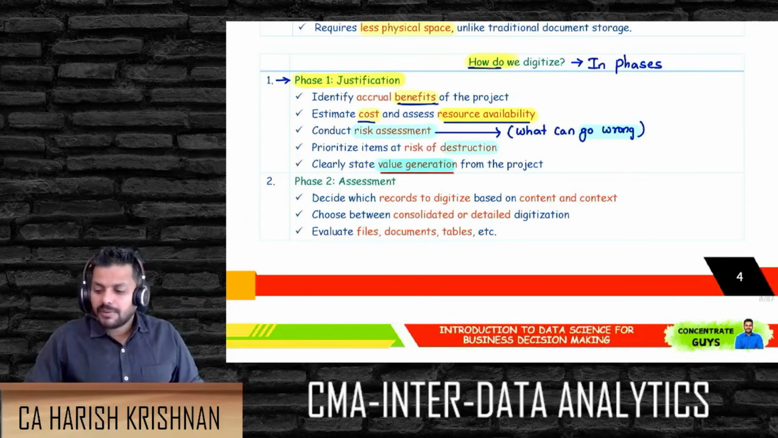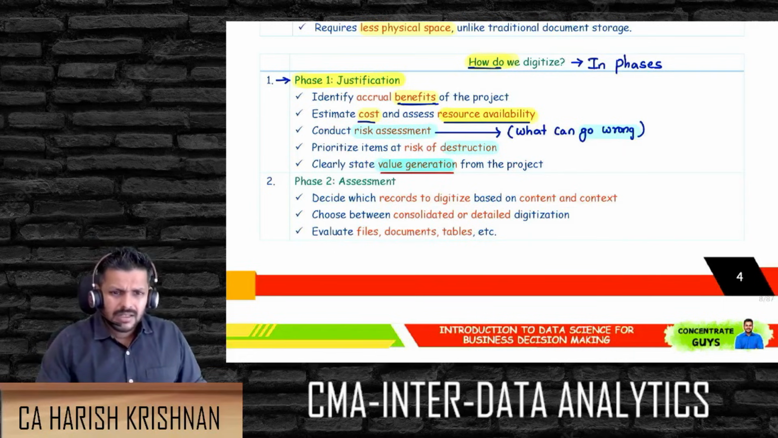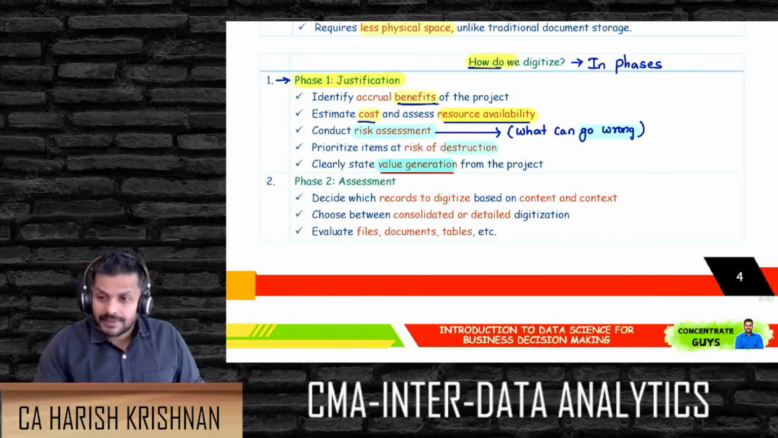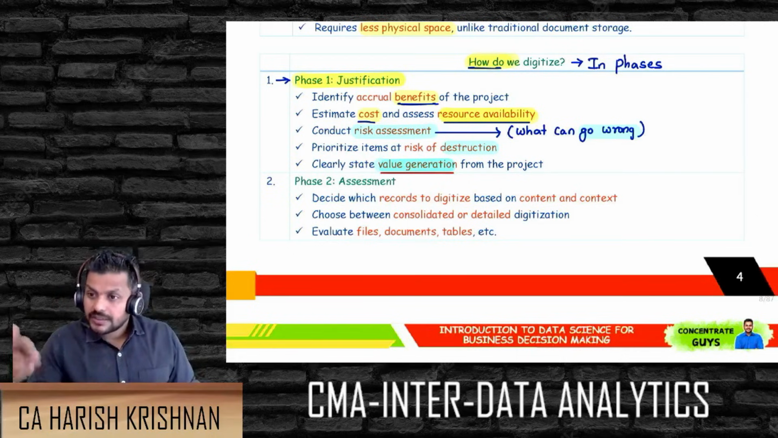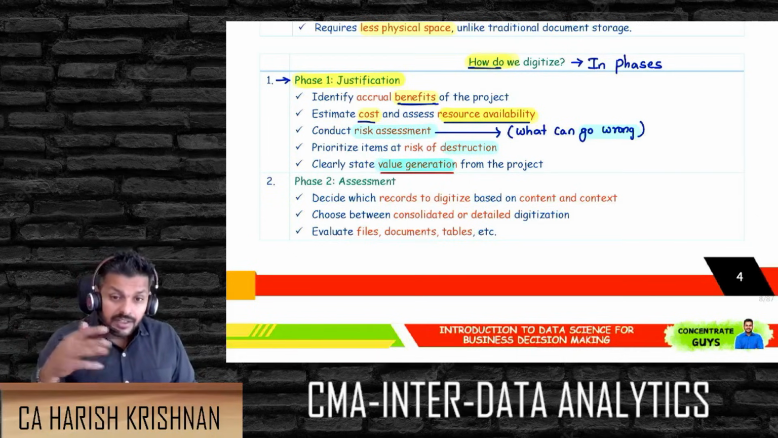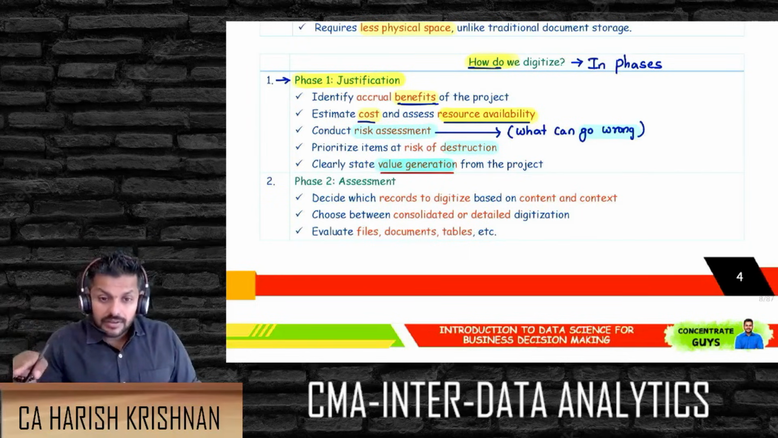So if these points are clear, the answer is very simple. Why are we doing whatever we are doing? Is it worth doing or not? That is what is called justification. That is the idea behind doing this. Two, is it really possible to do the exercise? For that we will conduct an assessment. Because if too much data has to be digitized, you have to see the time required. Can we consolidate it? Can we split it? What is the content? What is the context? How many files are there physically? How will they be? Is it easy or not? All that we will discuss.